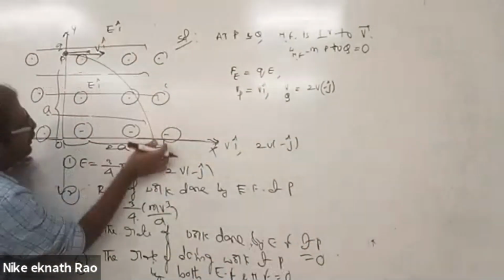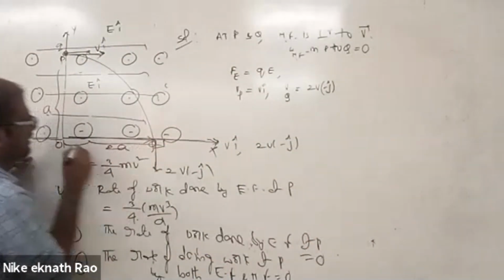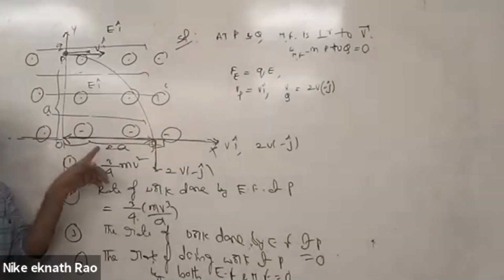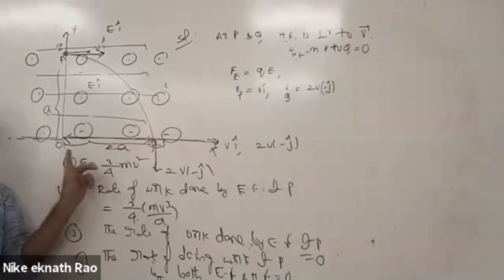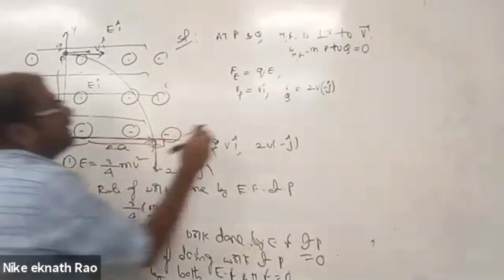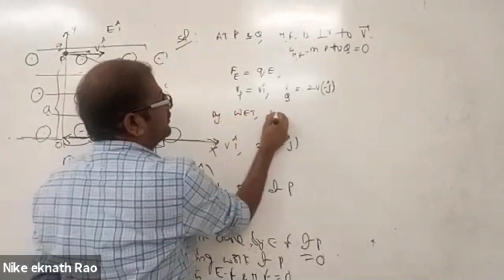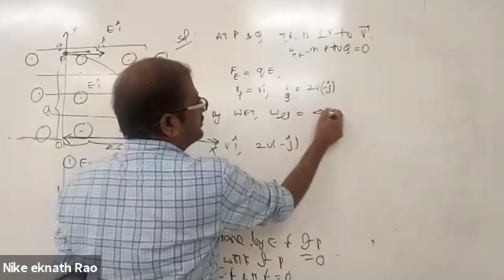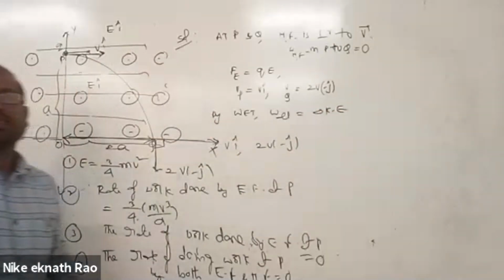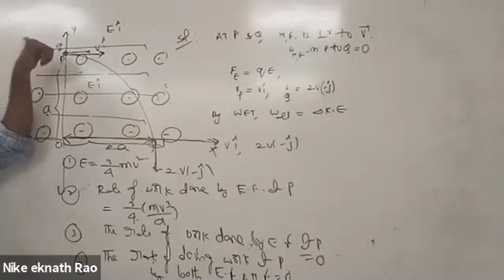When it is moving from P to Q, how much displacement along the electric field is there? Displacement along the electric field, how much? 2A. Yes or no? Therefore, work done by all the forces is what? By the work energy theorem, work done by all forces is equal to the change in kinetic energy. In going from P to Q, the magnetic field is not doing any work.